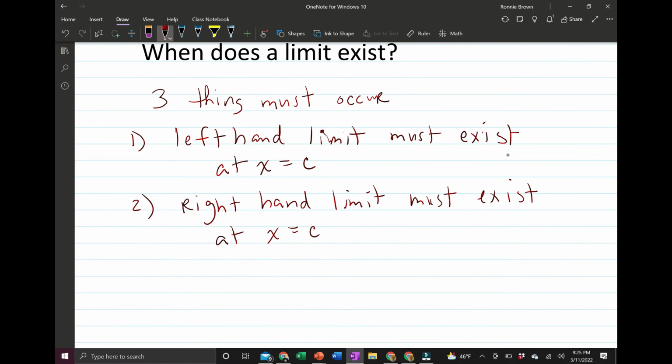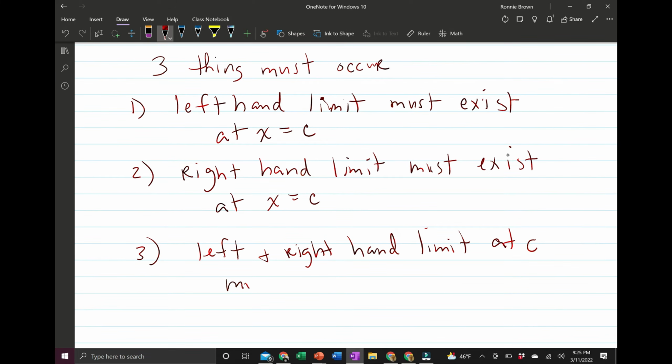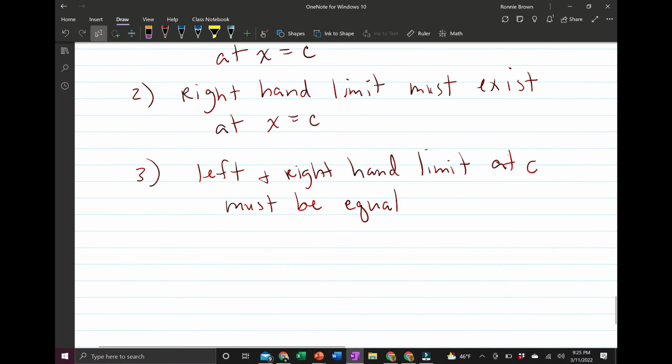And then the third thing that must occur is that the left and the right-hand limit at c must be equal. Got it? So the left and right-hand limit at c must both be equal. So those are the three things that must occur for a limit to exist.